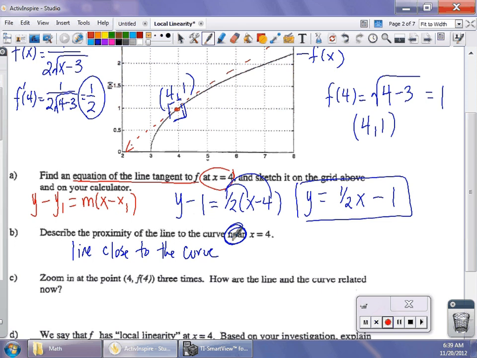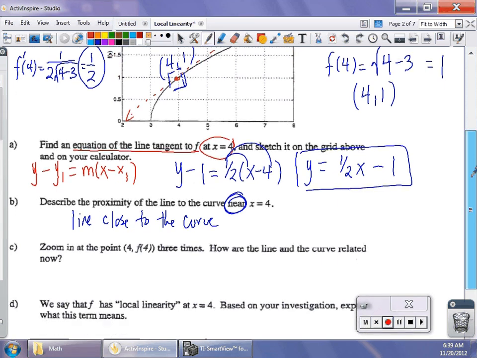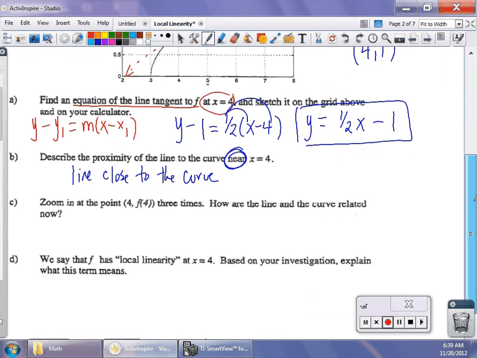Now it says zoom in at the point (4, f of 4) 3 times. How are the line and curve related? I'm not going to do this right now, but basically what they want you to do is in your calculator, in y number 1 put the original function f of x, and in y number 2 put the equation of the line, and zoom in 3 times. And what happens, as we've already done in class, is the curve and the line seem to assume one another.